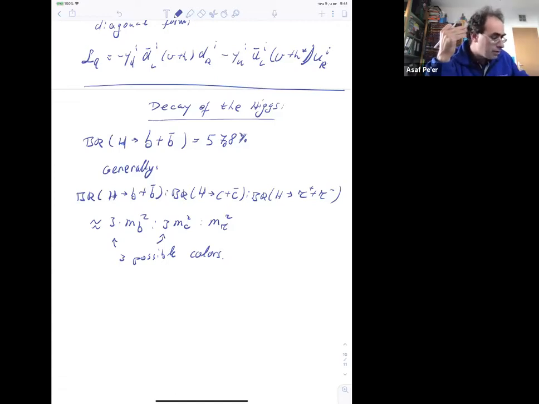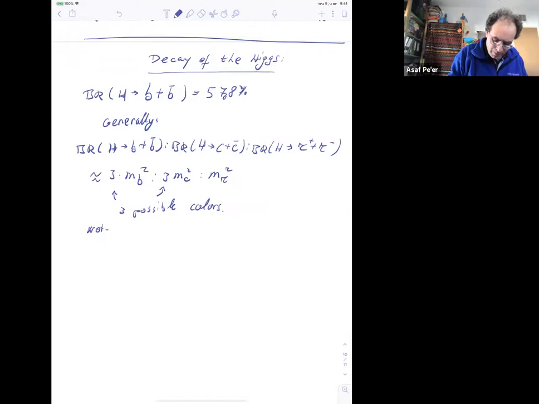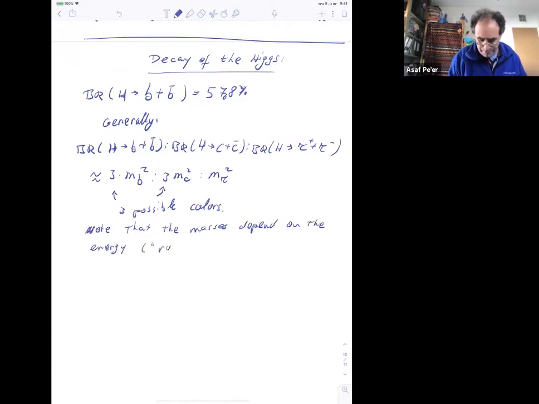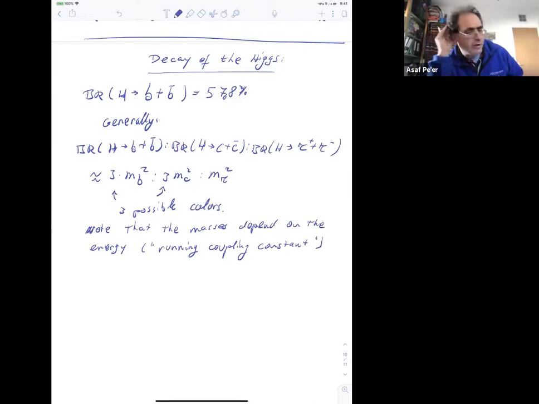Oh, sorry, just before that, I'll put a note that the masses depend on the energy. That's called the running coupling constant, which, as I anticipated, we didn't really have time to discuss. So the mass of the Higgs is 125 GeV.